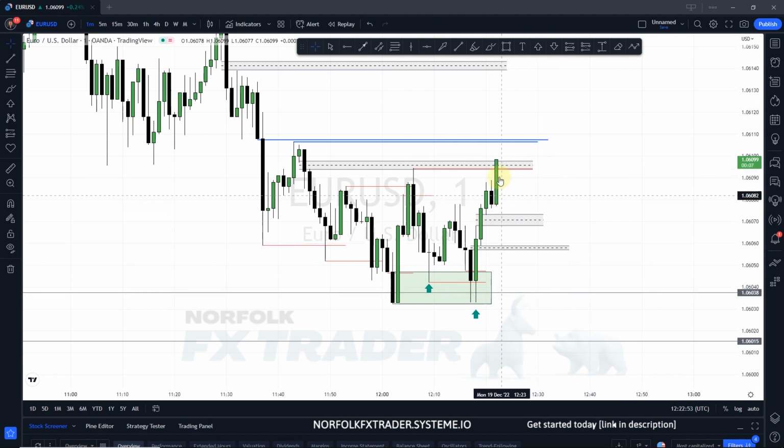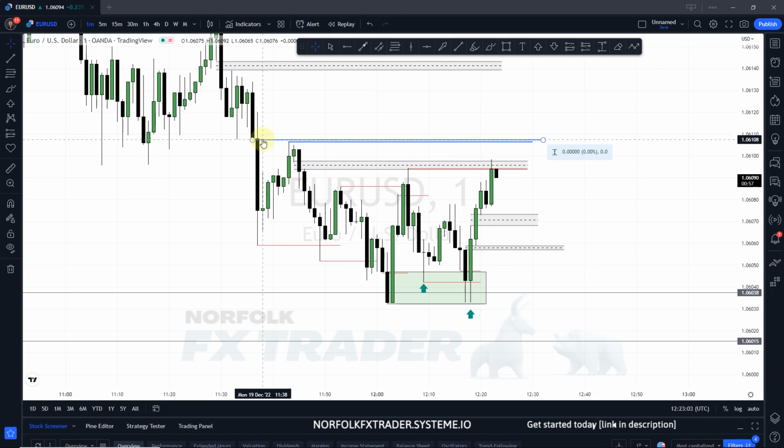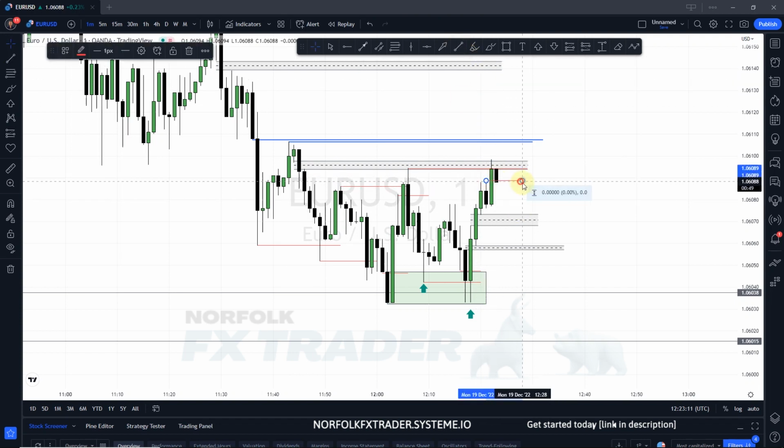There we go. There's our push up. Take this high to fill this imbalance. It's as simple as that. So we need to close through this imbalance now to take this high and to fill this imbalance. We haven't done that. At the moment, we've wicked up, filled the imbalance, and potentially this could be a reversal. You could see a reversal here.